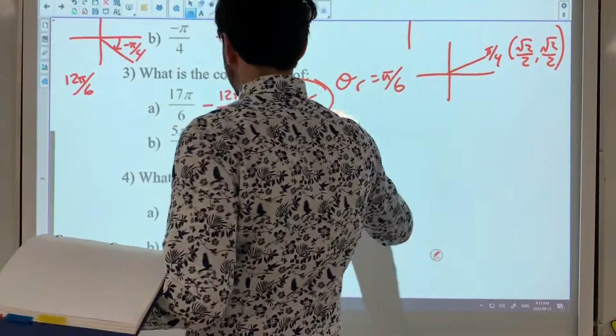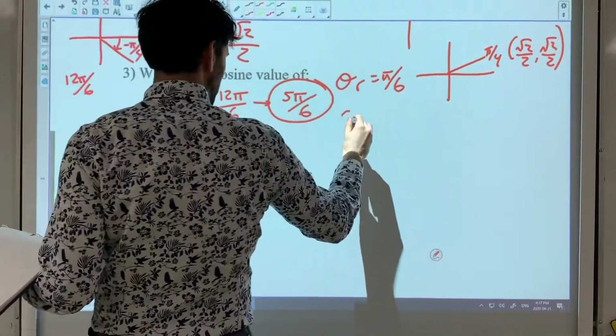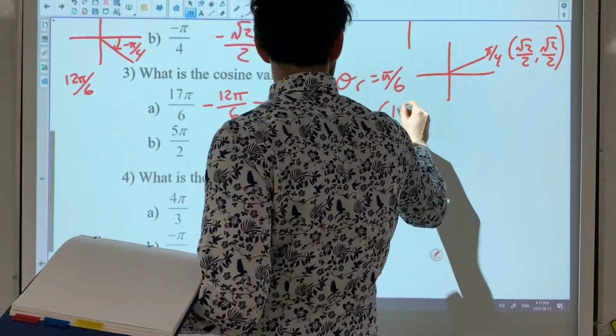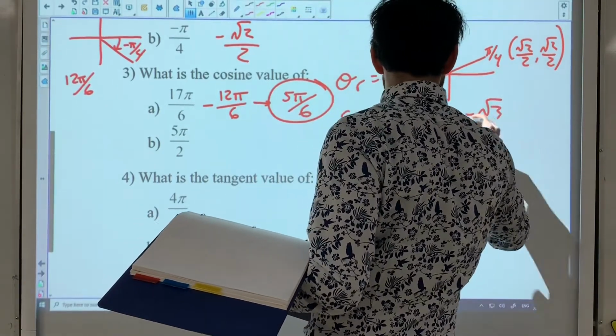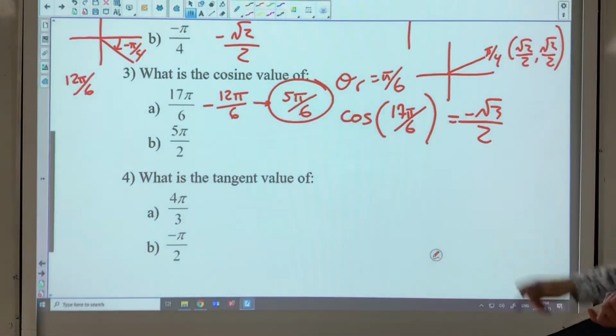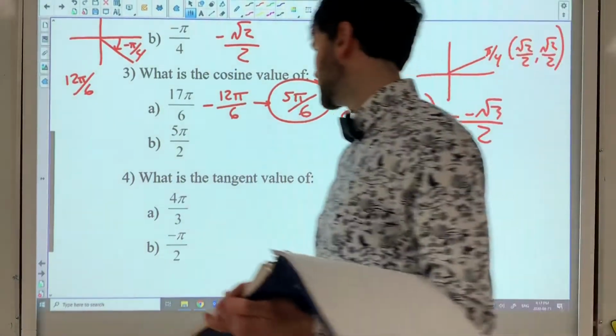So for this one, if you go figure out the cos value, so if you were to go cos 17 pi over 6, you get -√3 over 2. If you were to type that in on your calculator, you would get the decimal equivalent of that.